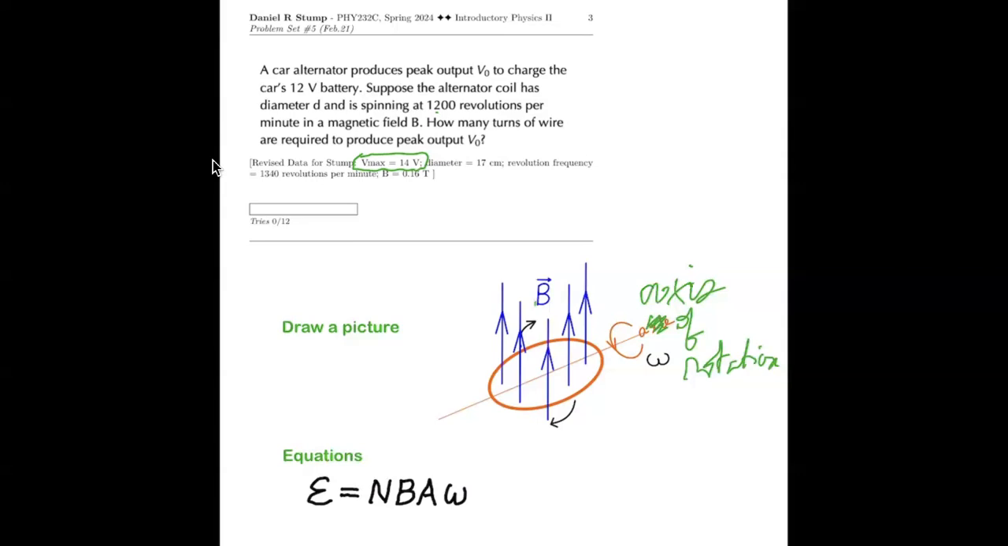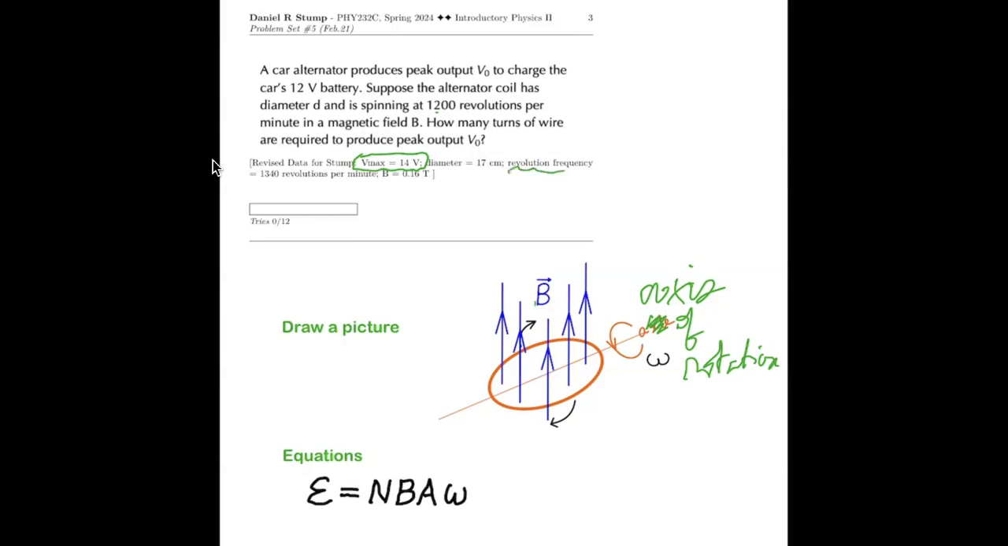The magnetic field is constant, but the flux of the coil is alternating because the coil is rotating around within that magnetic field. And the equation you need is that the electromotive force is NBA times omega, where omega is the angular frequency of rotation.